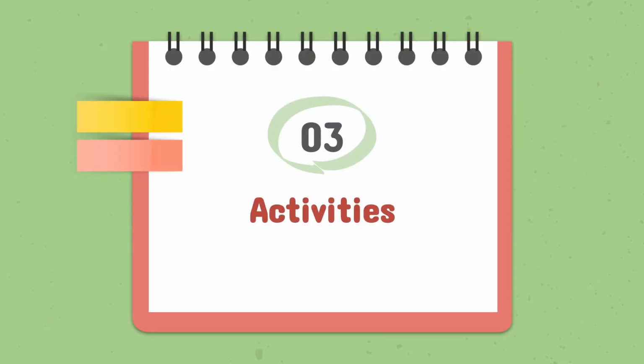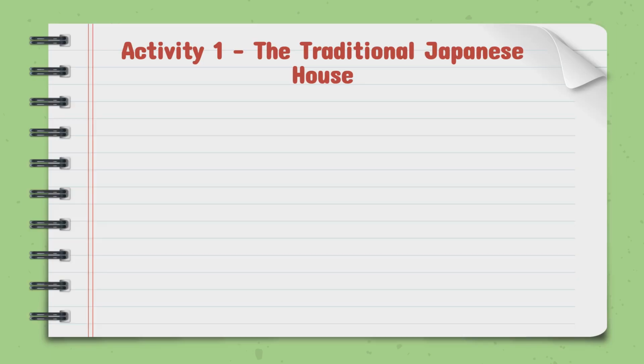Let's look at today's activity. For our first activity, it's on the traditional Japanese house. Listen and read. You may refer to it in your Get Smart Plus 3, page 48.